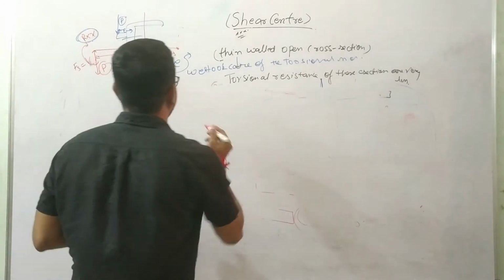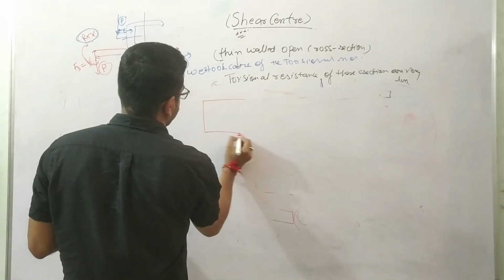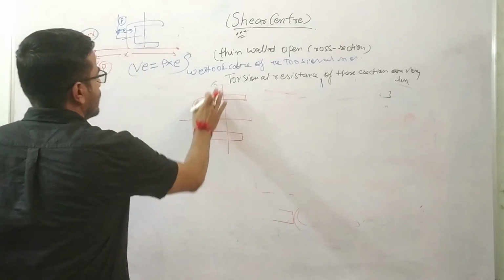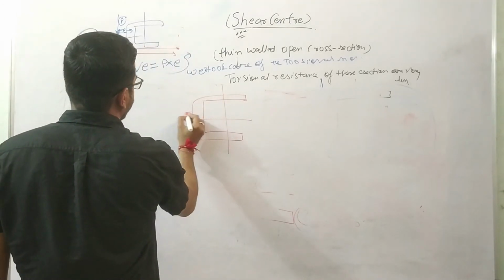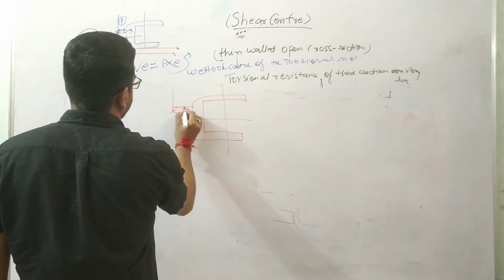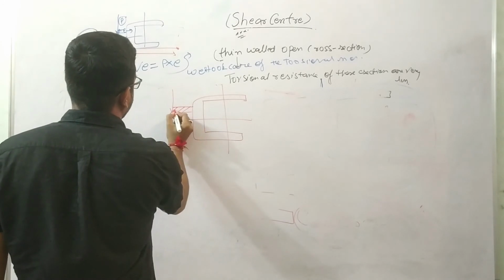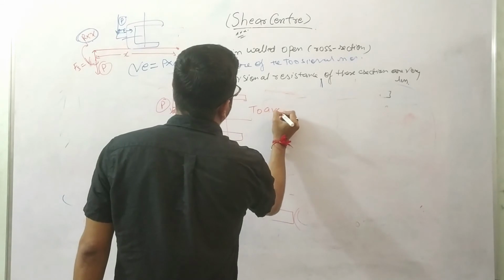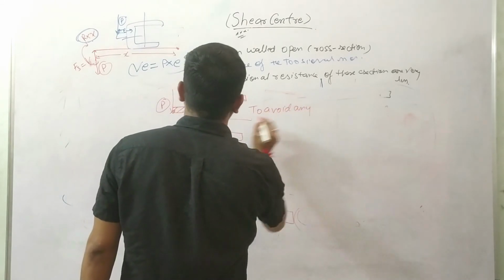So we have started with this channel section. This is our principal central axis. I need to apply load at this location. This is our P load, applied to avoid any twisting.